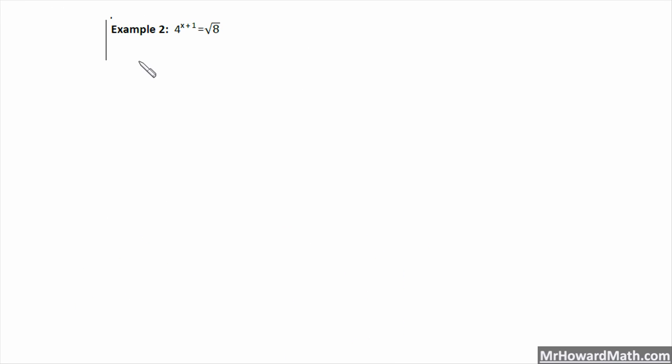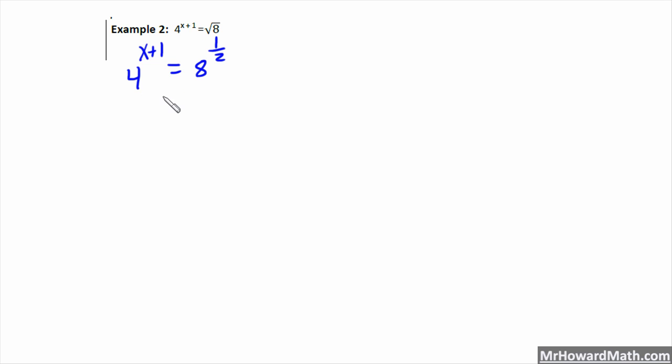Alright, here we are with example 2. So we have 4 raised to the x plus 1 power equals the square root of 8. So we'll start breaking this down a little bit. We'll rewrite square root of 8 as 8 to the 1/2 power. Remember, taking the square root, same thing as raising to the 1/2 power. Now we have them both set up with exponents. We got rid of this root right here.